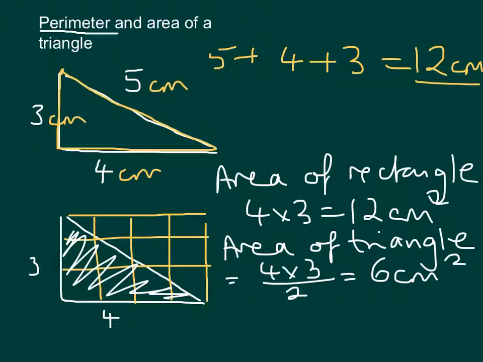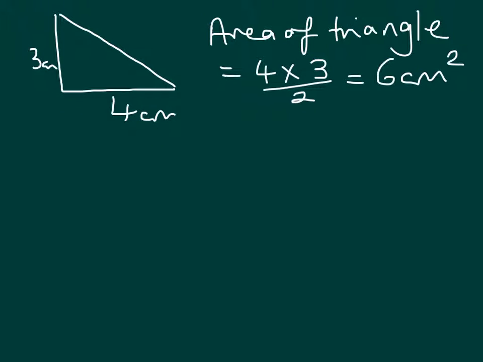We can work out a formula that we could use to make it a bit easier. In the first example, we simply did 4 times 3 to get the area of the equivalent rectangle, and then divided by 2 because the amount of space taken up by the triangle was half of that. Now let's see if we can come up with a general formula for that.